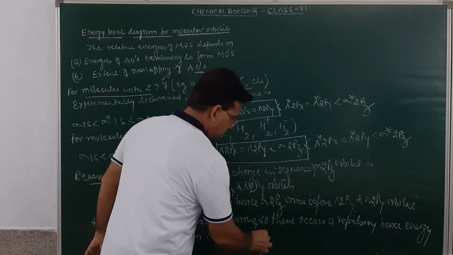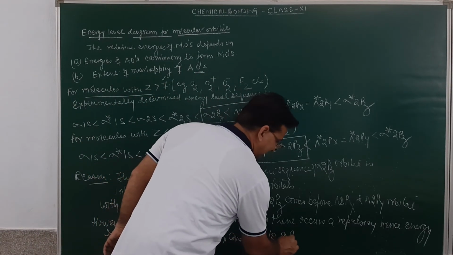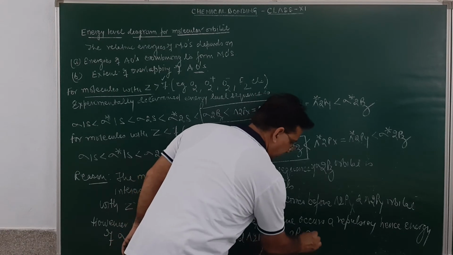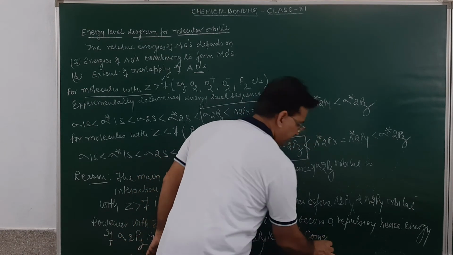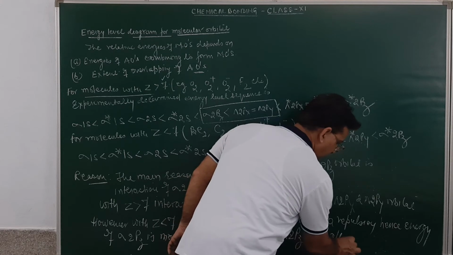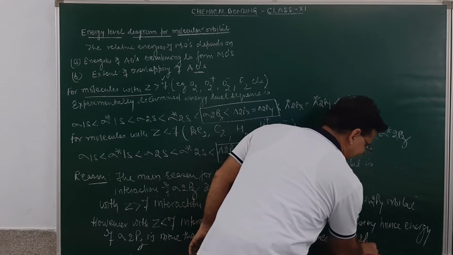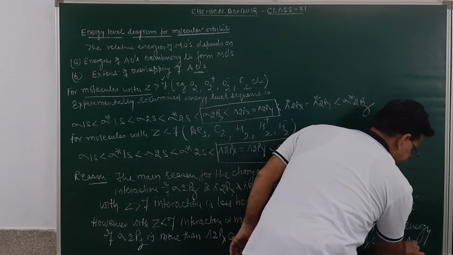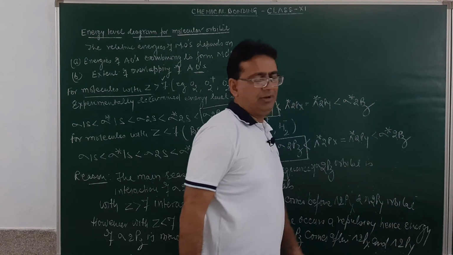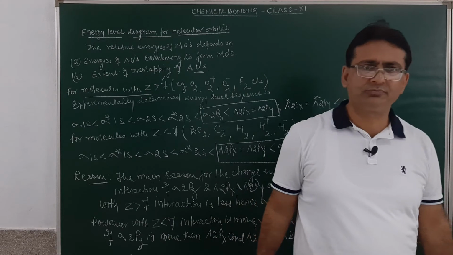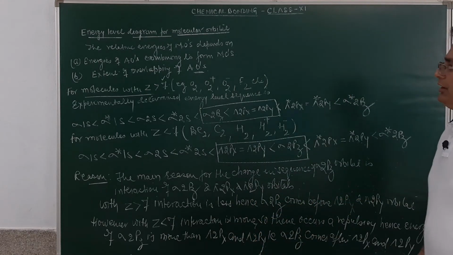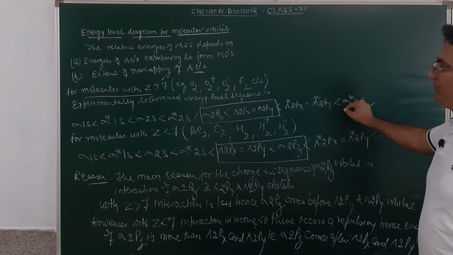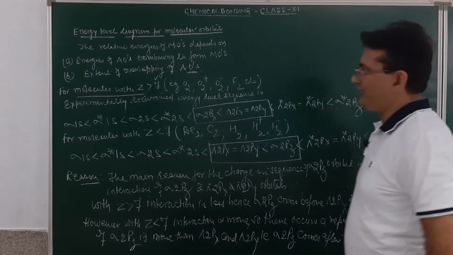That is, sigma 2pz comes after pi 2px and pi 2py. Tell me whether I am getting it clear for you or not. Yes or not? So you need to learn this molecular orbital energy level sequence.